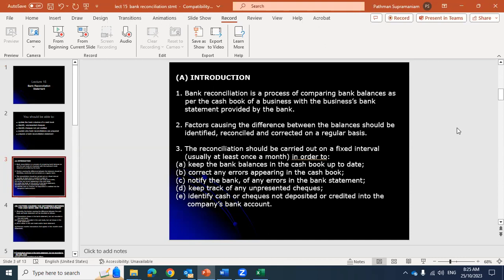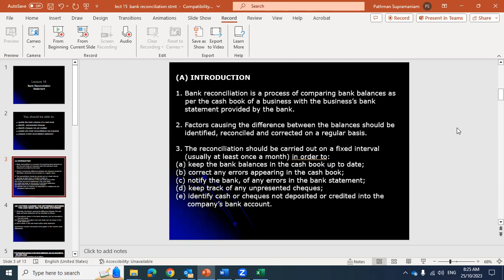So bank reconciliation is a process where we compare the bank balance in the cash book with our bank statement balance, which is provided by the bank. To be clear, the cash book is prepared by the business. For this chapter, we're only going to focus on the bank column of the cash book. So this bank column of the cash book, which is prepared by the business, will be compared with the bank statement, which is prepared by the bank. So we have to see where the differences are and reconcile.